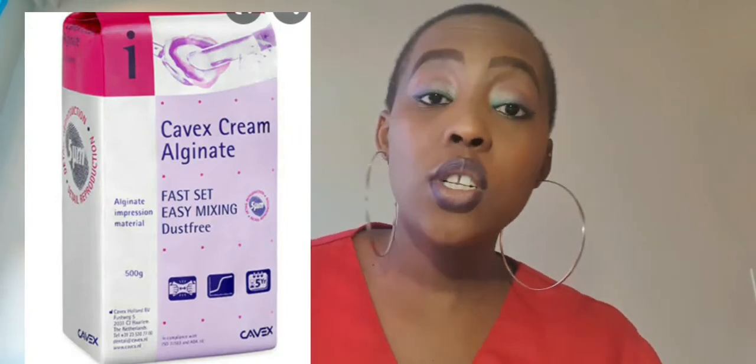Alginate is your bread and butter. Alginate is an irreversible hydrocolloid. That is very important. Alginate, irreversible hydrocolloid. It is very common. We basically use it in diagnostic casts, in study models, and especially with primary and secondary impressions when we're making dentures or other prostheses, but mainly dentures.